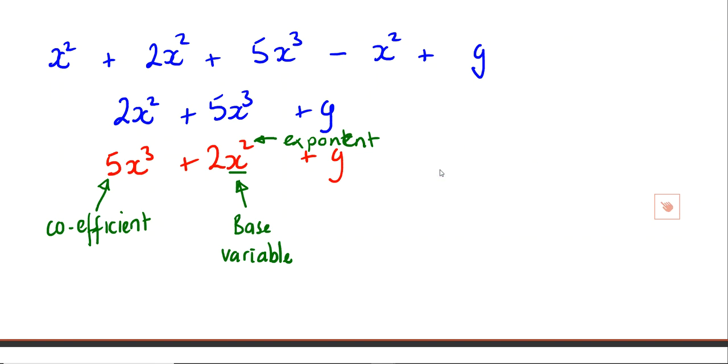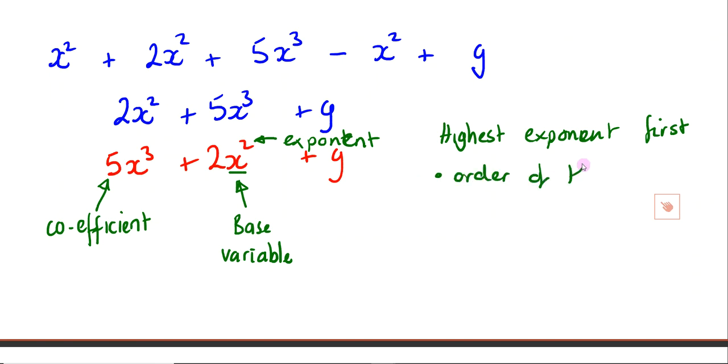Okay, the rule for laying it out is we put the highest exponent first. This is called the order of the expression. Not to be confused with order of operations. The order of the expression is the highest power that we have to raise it to. So the highest power is cubed, so the order of it is cubed. Now, just to add something else to this one, this is called a trinomial.